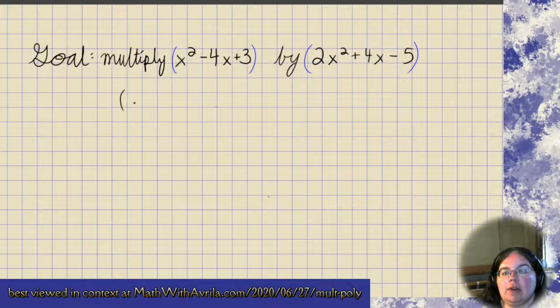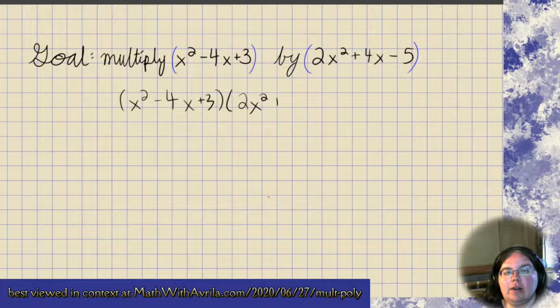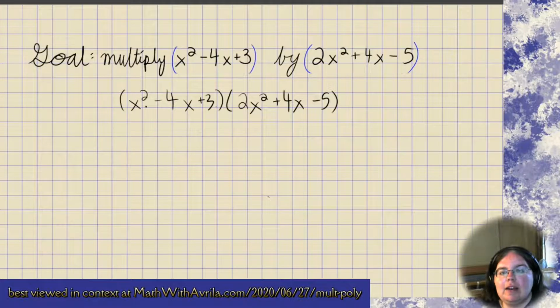So what we're looking at here really is the product of, in parentheses, x squared minus 4x plus 3 and 2x squared plus 4x minus 5. Now it can be important to know how to set that up because sometimes a problem would give you this verbal format, or sometimes it would give you this right here. So you might get either as your problem statement.